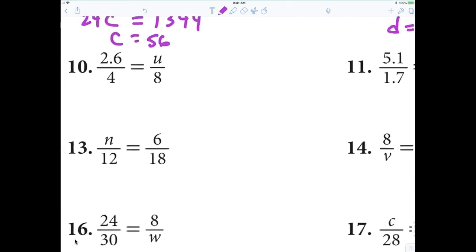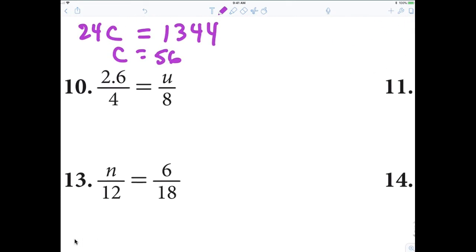Here we go. Now, the same thing with number 10. I would like for you to just say, look, I'm just multiplying by 2. So if I multiply the top by 2, U becomes 5.2. All right.